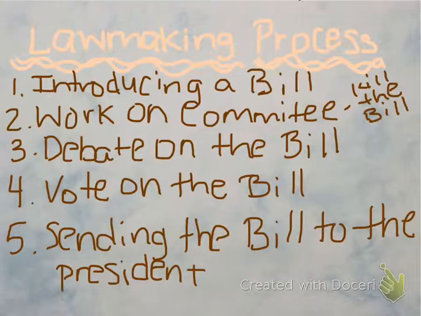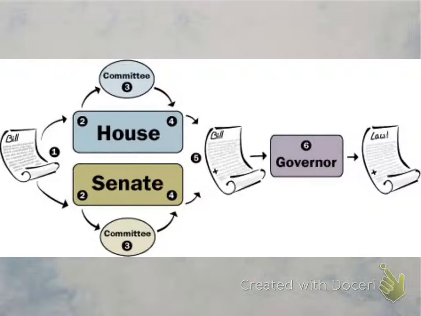There's a picture of Lady Liberty and the U.S. flag. The lawmaking process has 5 steps. The first step is introducing a bill, and the second step is to work on the committee, which also means to kill the bill. The third step is to debate on the bill. The fourth step is to vote on the bill, and the fifth step is sending the bill to the president. There is a little diagram showing the lawmaking process.